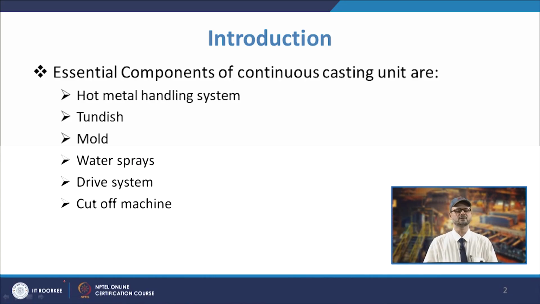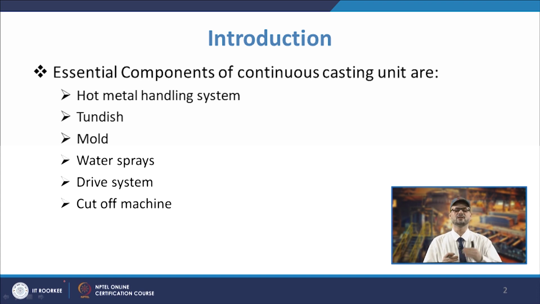Welcome to the lecture on components of continuous casting unit. We will be talking about the different essential details and the components of the continuous casting unit, and also about its significance in the continuous casting process. As we move on, we will talk about these components: hot metal handling system, turn disk, mold, water sprays, drive system, and then cut off machine.